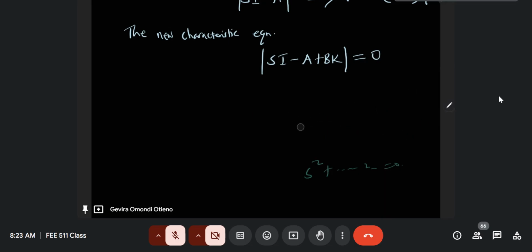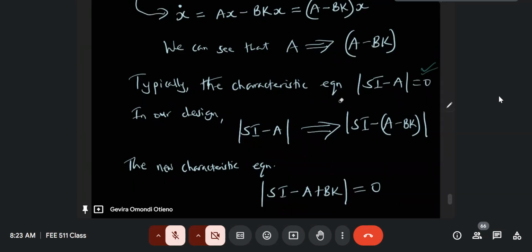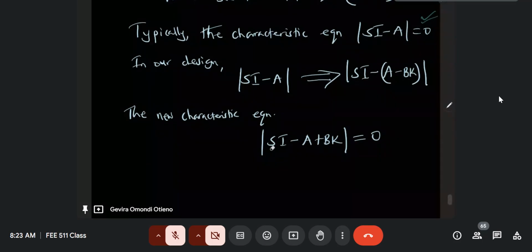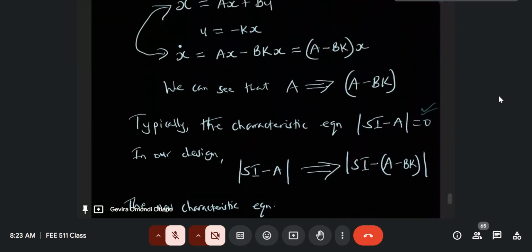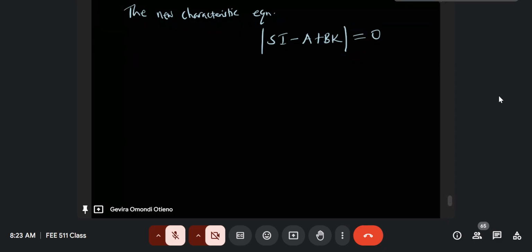What I want us to remember is that because this is a design, we have changed the way we obtain the characteristic equation. Now we don't have it as SI minus A. We now have it as SI minus A minus BK, which is basically SI minus A plus BK if you open the brackets out, okay? So this is what we discussed in the previous class. For those who never attended, you probably now are up to speed with what we did.